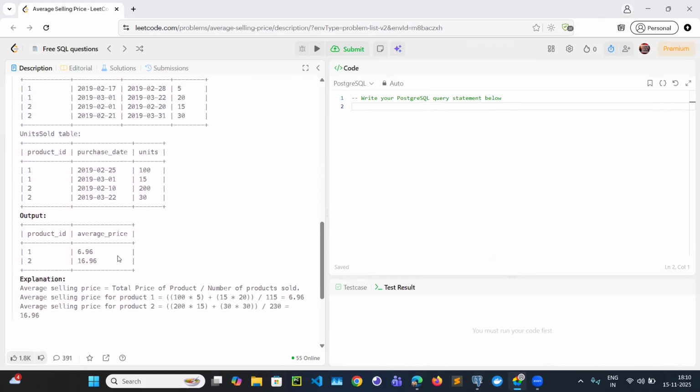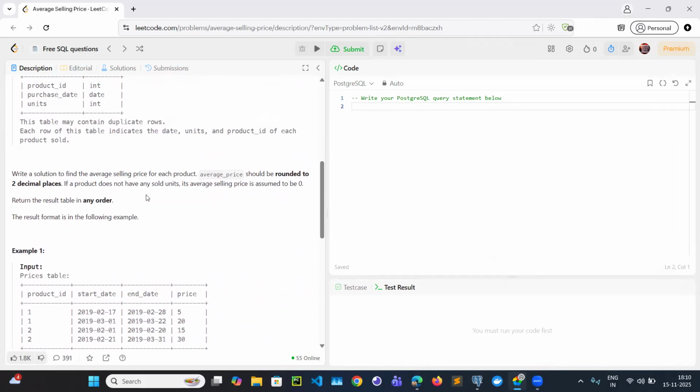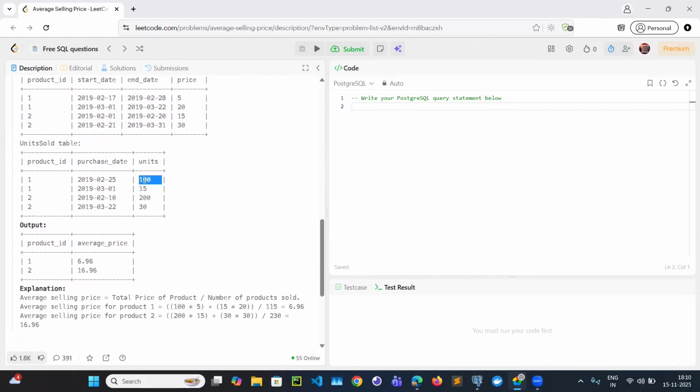And how do we calculate the average? You could see on 25th of February we sold 100 units. We need to find the average selling price. What is the total amount we sold? Because these are the units, we don't know the price. On 25th of February 2019, what is the price? That is 5. So we have sold 100 into 5, 500 rupees. Similarly, on 1st of March 2019, we sold 15 units, but on 1st of March the price is 20. So 20 into 15, 300.